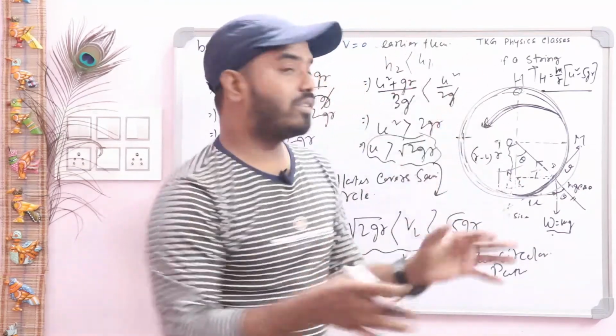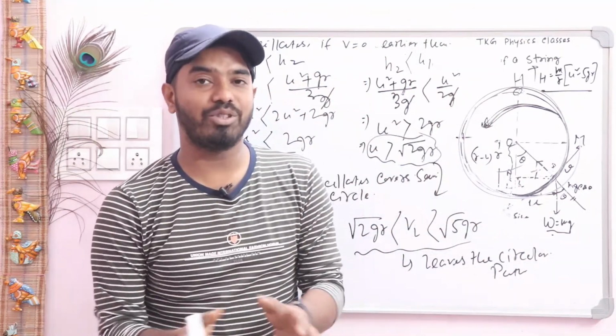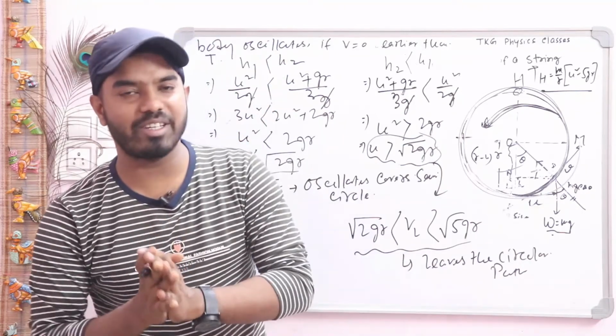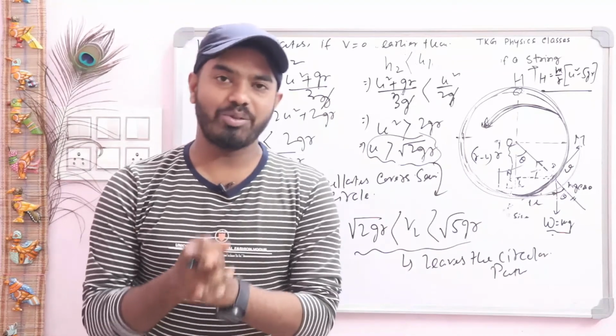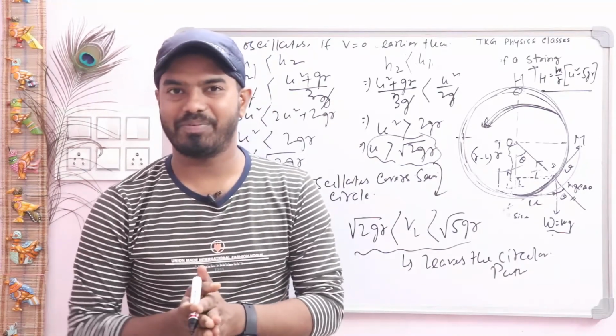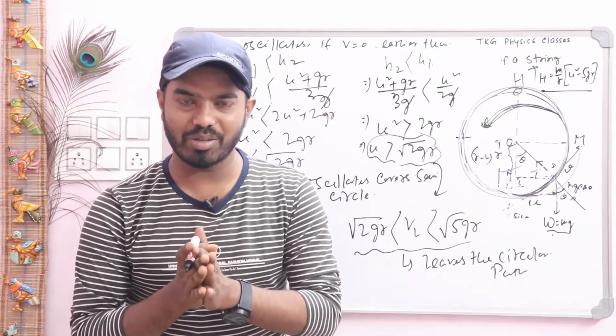Okay, so this is all about the circular motion of a body, of a particle. I think this part is clear to all of you students. So finally we completed our chapter 5, that is named laws of motion. I think this part is clear to all of you.